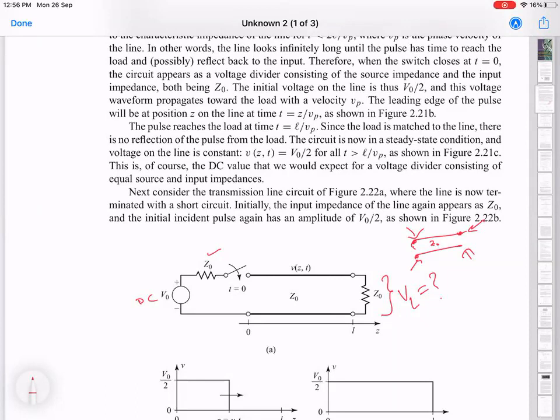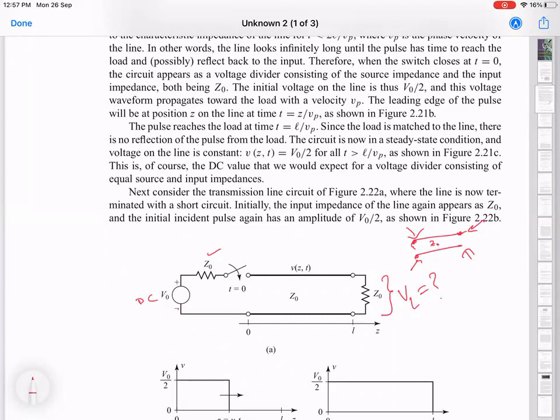Okay, so this actually goes back to the simple picture of low frequency circuits, that you have a DC source, a Z0 source, then this is just a wire, and then you have Z0 as the load as well. So then in that case, it's just V naught over 2, right? Just divide by 2.